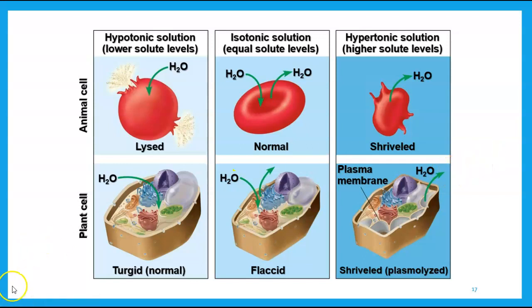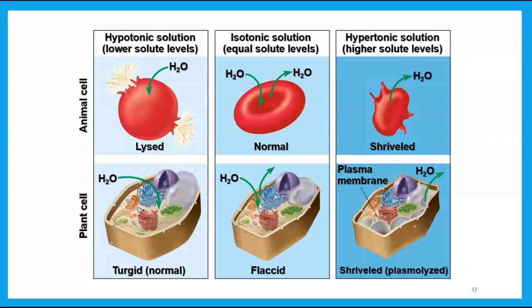When we look at cells in hypertonic, isotonic, and hypotonic solutions, we can see what happens in different kinds of cells. In the top row, we're looking at animal cells. In this case, it's red blood cells. So if you place the animal cells in a hypotonic solution, meaning that there is less solute dissolved in the surrounding solution than there is dissolved in the cell, that's going to cause water to move into the cell, which is going to cause the cell to enlarge or swell, and eventually it's going to reach the point where the membrane can't hold that volume anymore, and it's going to rupture or lyse.